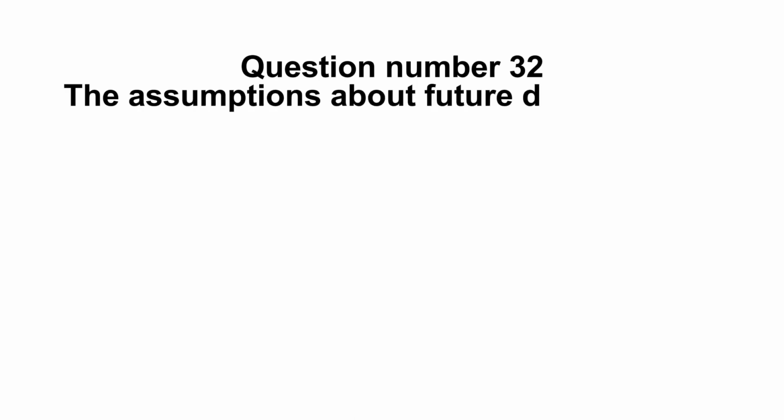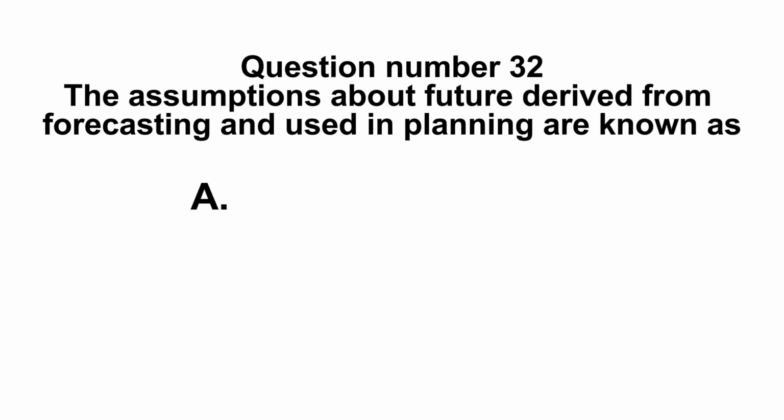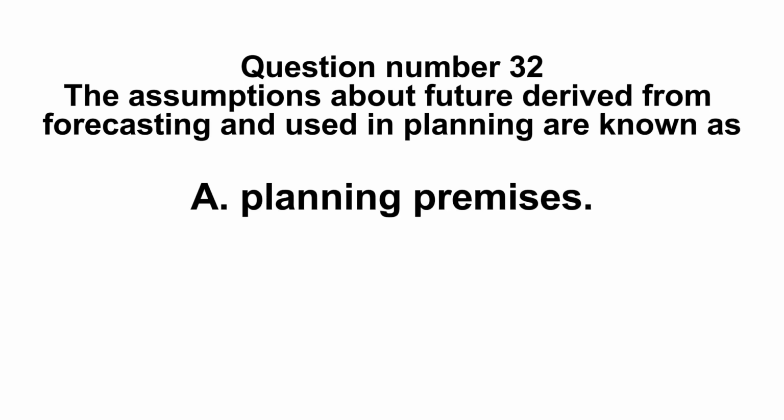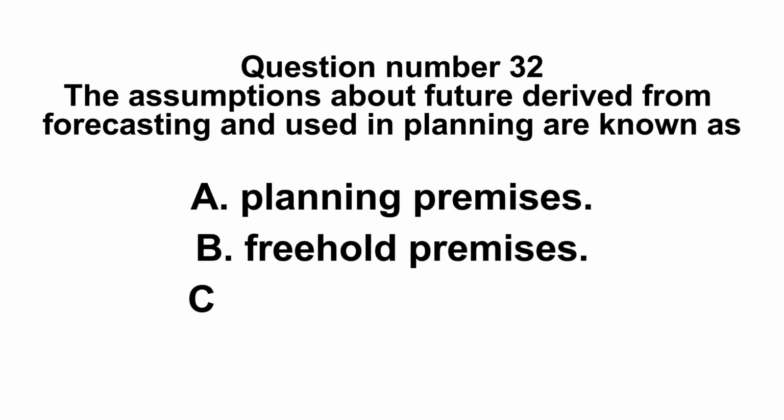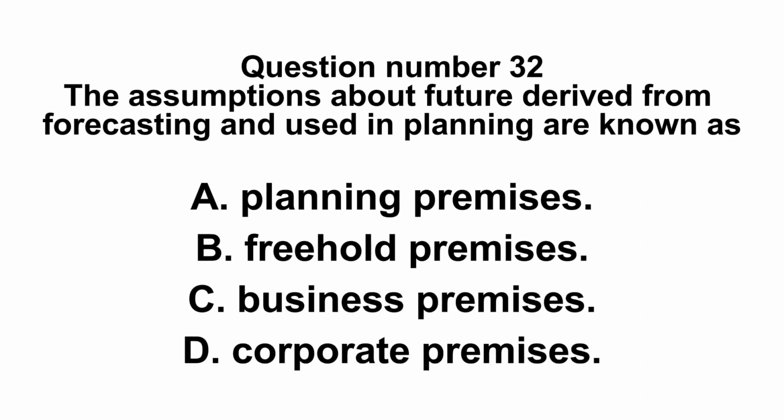Question number 32. The assumptions about future derived from forecasting and used in planning are known as A. Planning premises. B. Freehold premises. C. Business premises. D. Corporate premises. And the correct answer is A.